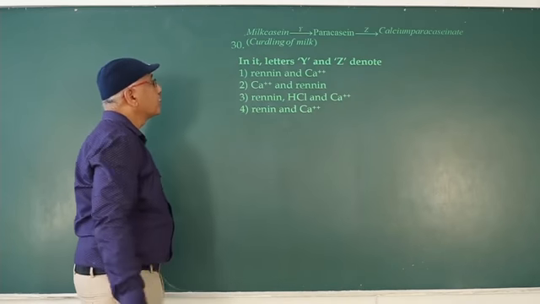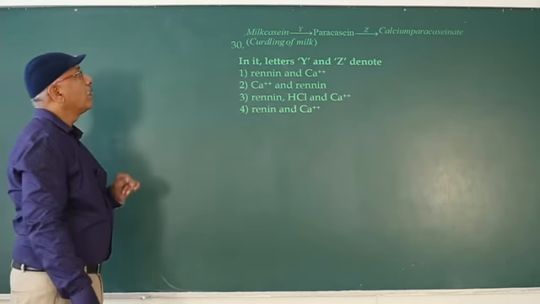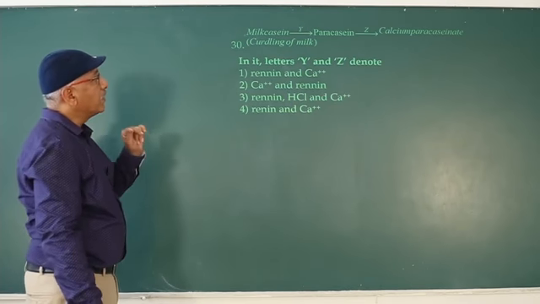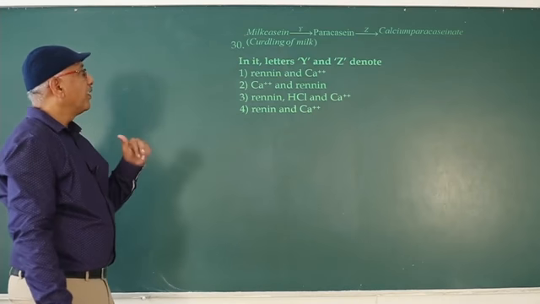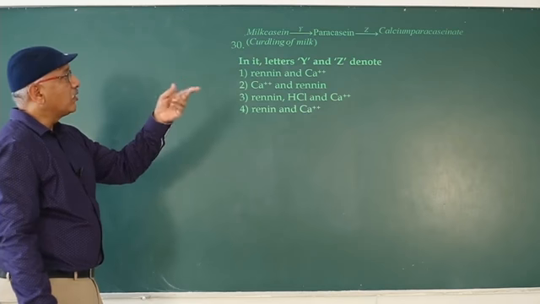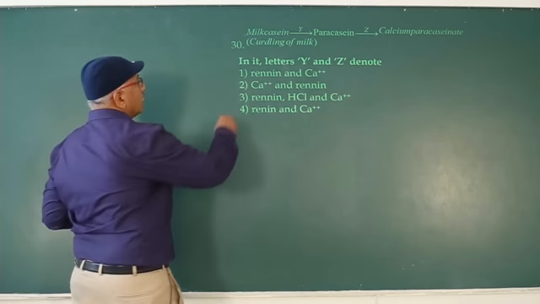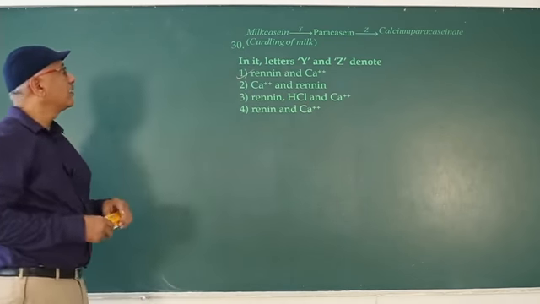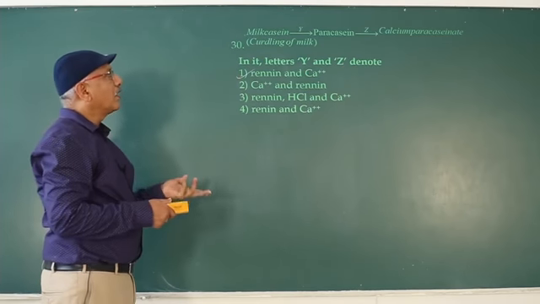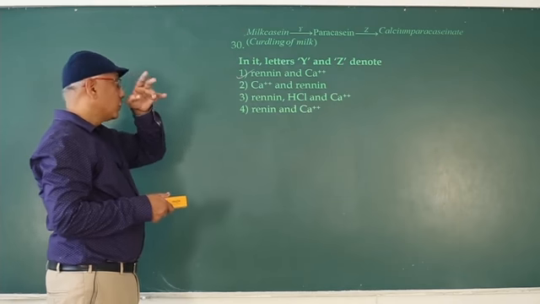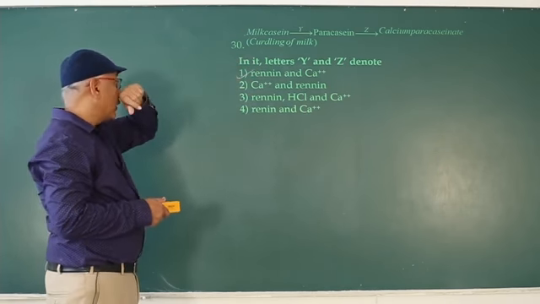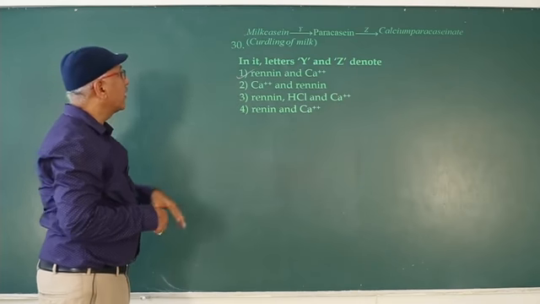Next question. Milk casein, X, converts to Y, para-casein, and then Z. So renin, para-casein, calcium ions. Now it converts into calcium para-caseinate. So the answer is renin and calcium ions. Curdling of milk, converted into curd, is by the action of renin. Renin acts on casein protein and converts it into para-casein. Para-casein reacts with calcium, and calcium para-caseinate is formed.